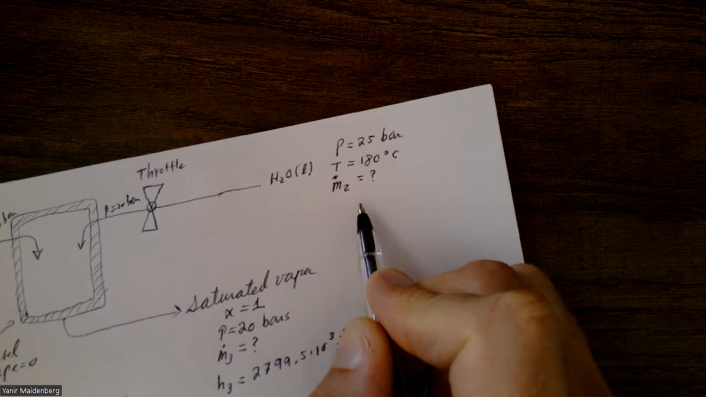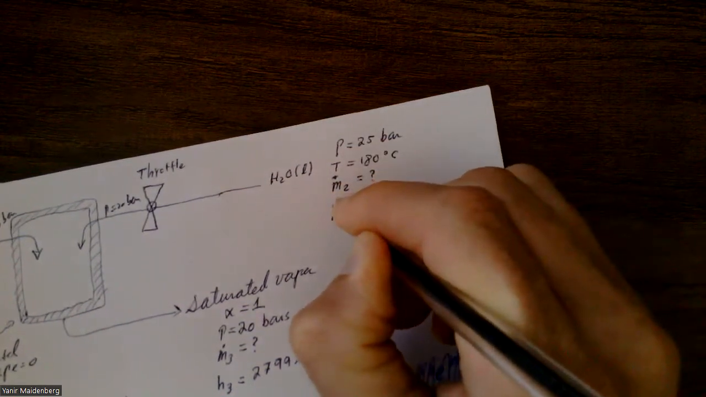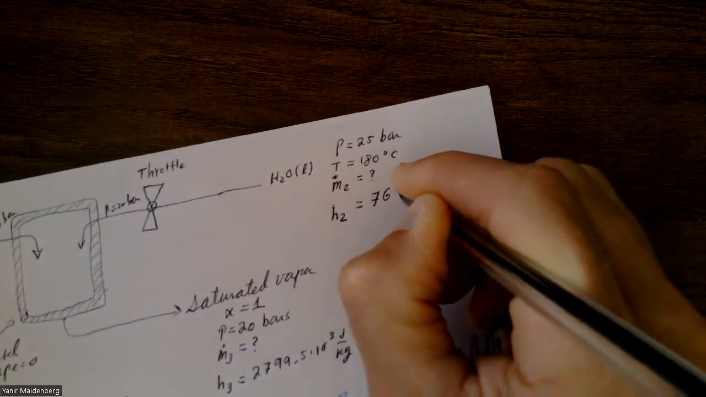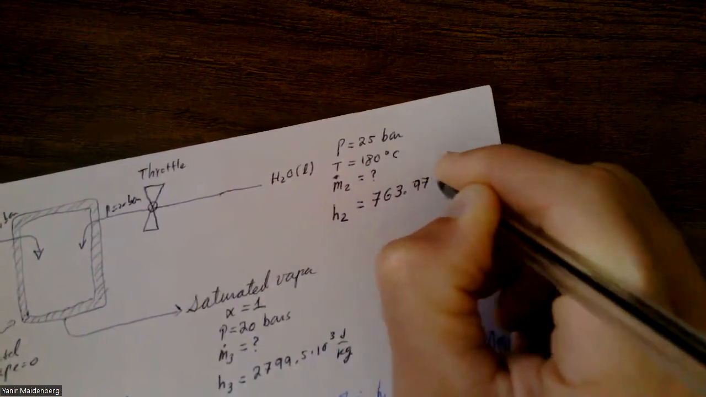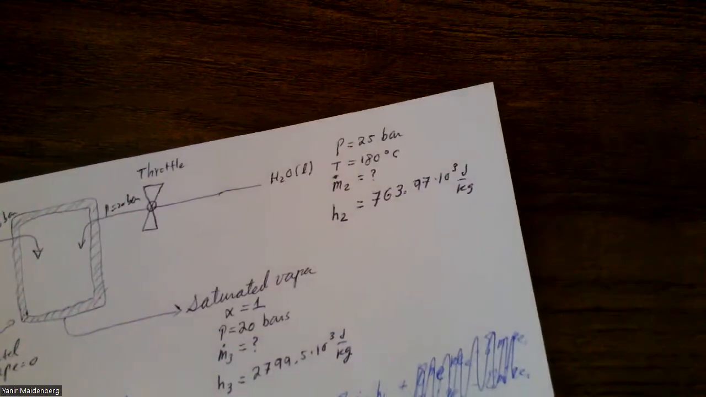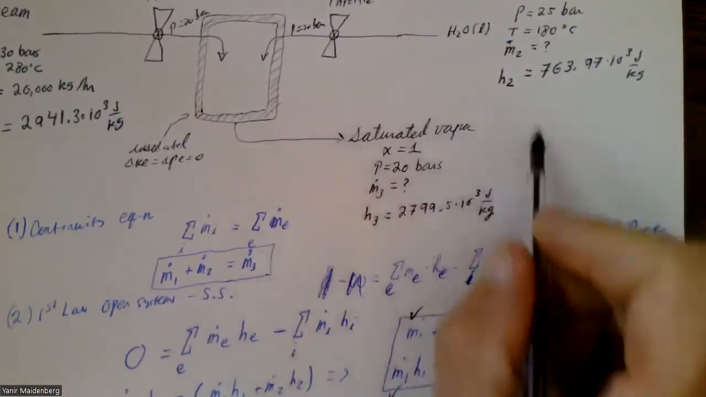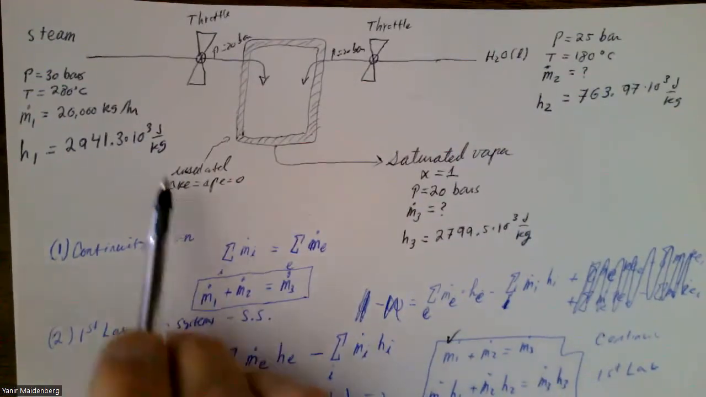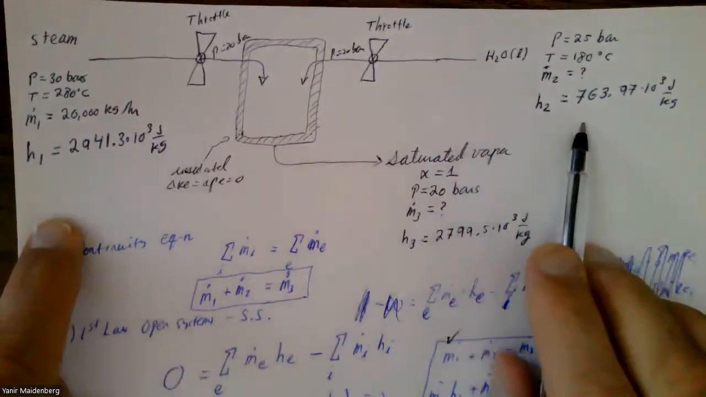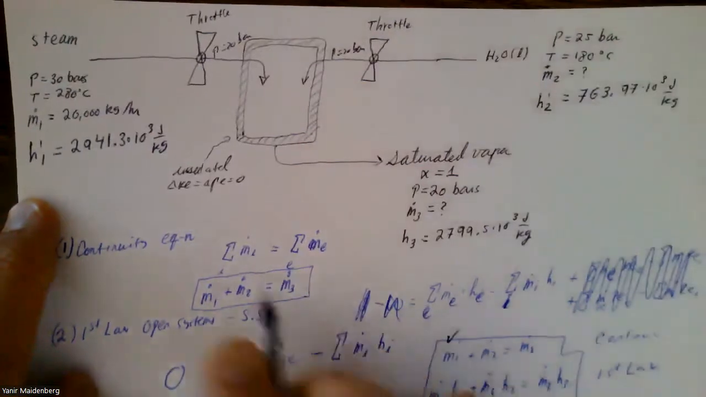So we can go to the compressed water table and find its enthalpy. And when you do that, you find that it's 763.97 times 10 to the third joules per kilogram. Okay. So now we have the H's. We have this H here, which is good, and we have H here, H here. Now, are these H1 and H2? That's the question. I'll call it H1 prime and H2 prime.